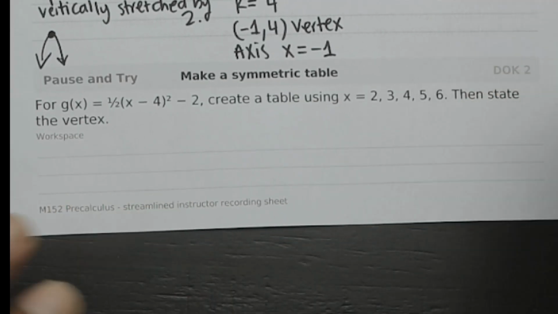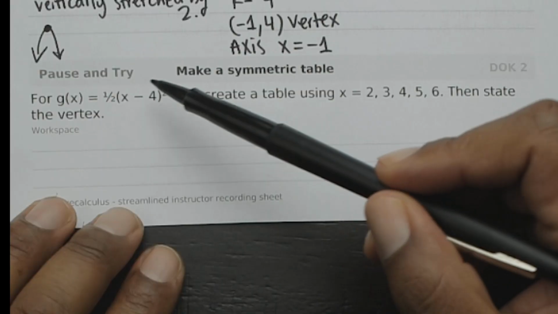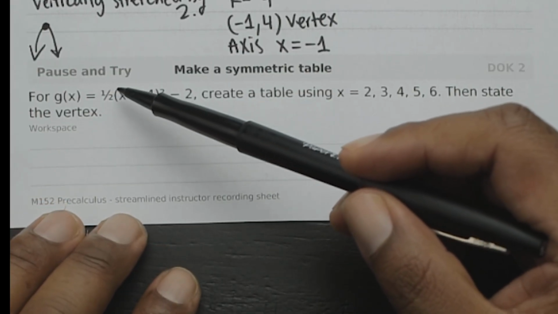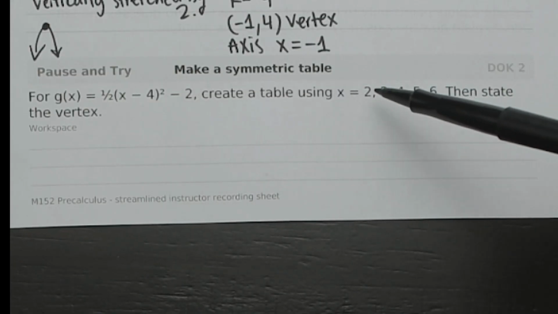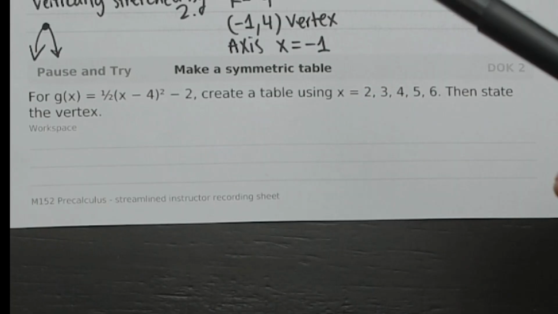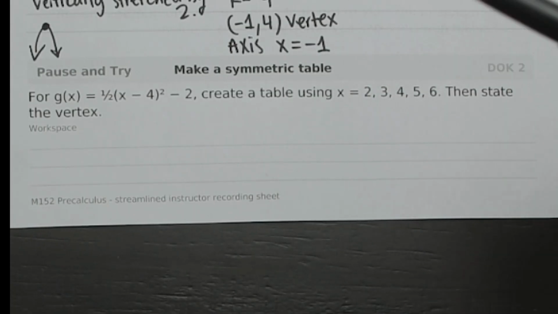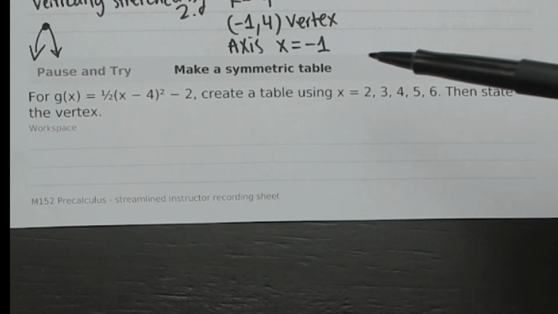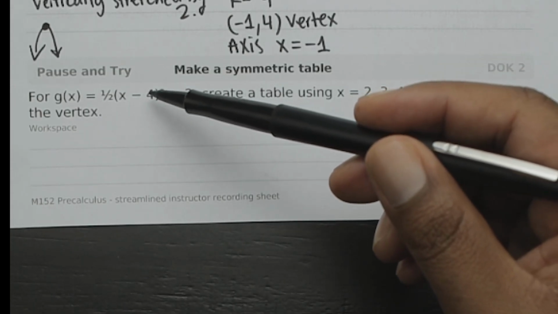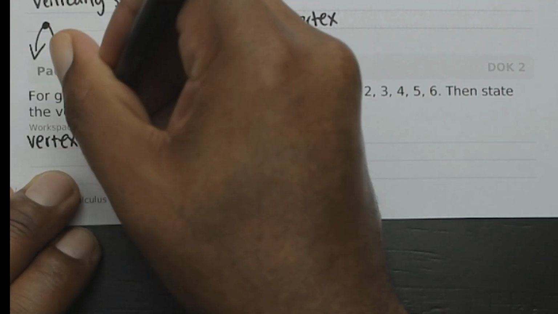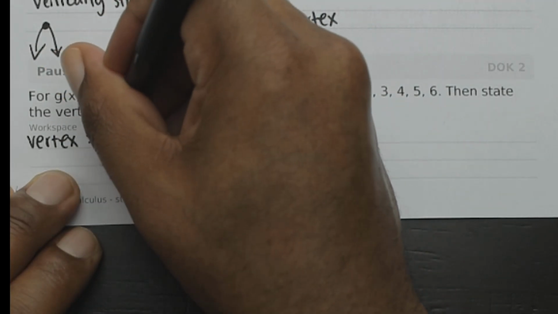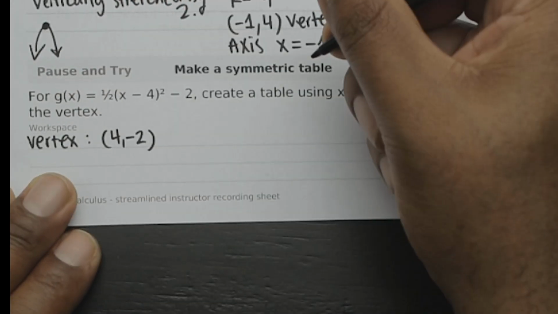So you try the pause and try question. The pause and try question is, we have g of x equals 1/2 (x minus 4) squared minus 2. Create a table using these values, then state the vertex. When we think about this problem, we already know the vertex because it's right in our face here. We don't have to change it this time. So the vertex is going to give us (4, -2).